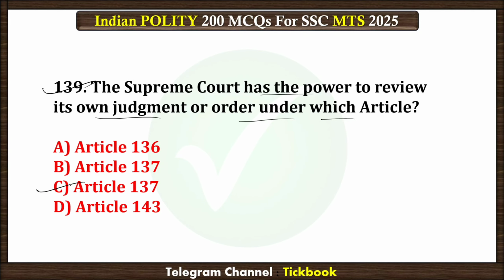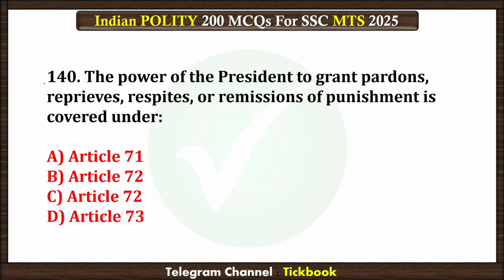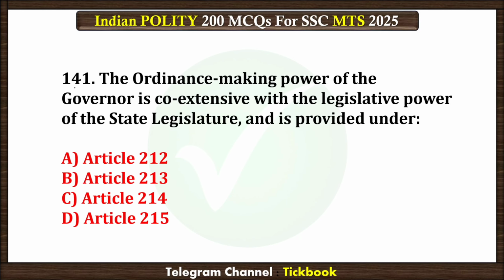Option number C, Article 137. 140. The power of the President to grant pardons, reprieves, respites, or remissions of punishments is covered under number C, Article 72.